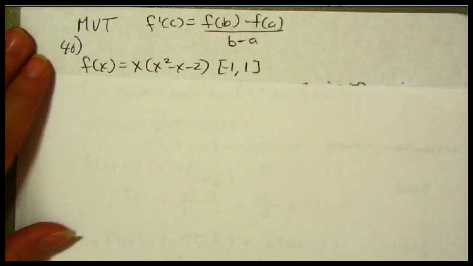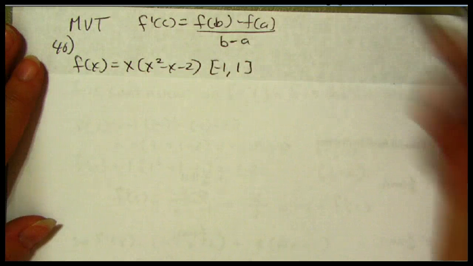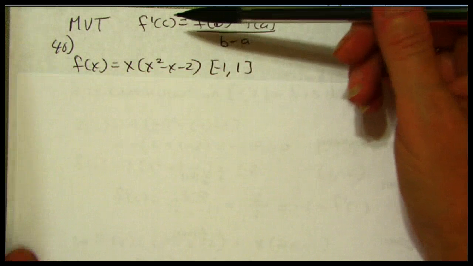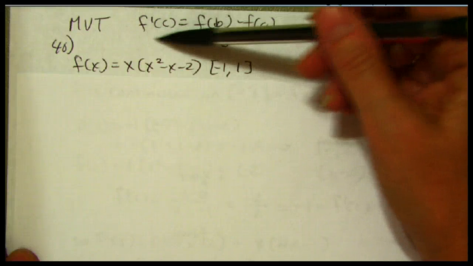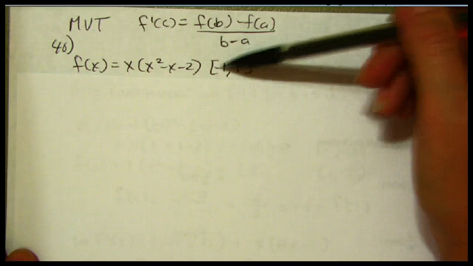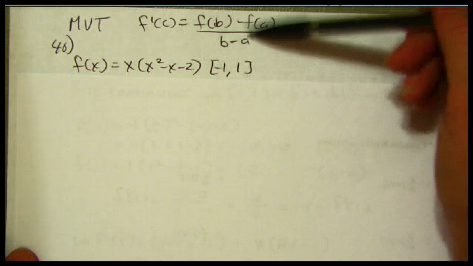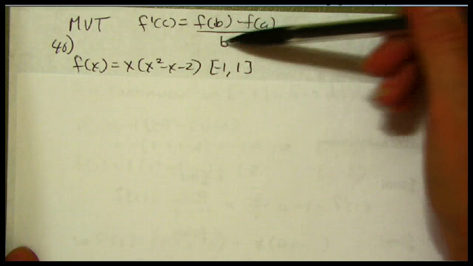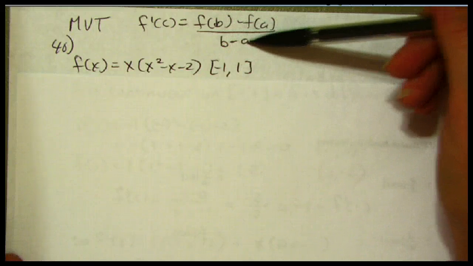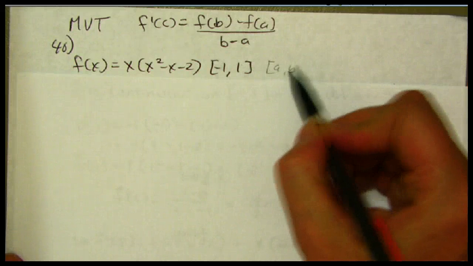Next, let's do the mean value theorem. Mean value theorem. So now the slope doesn't have to be 0. So the slope of the tangent line for some value c, which is in between -1 and 1, has to be equal to the slope of some secant line, y2 minus y1 over x2 minus x1. Well, this is my a and my b.